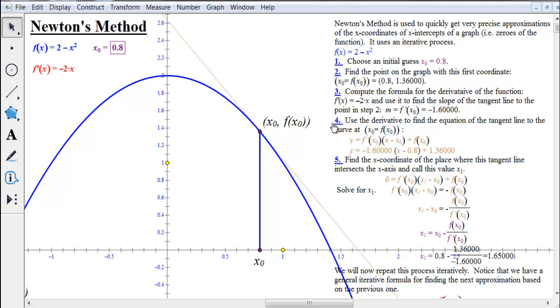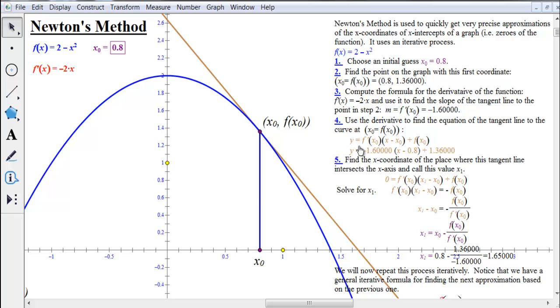Now what we do is we use that to get us the equation of that tangent line. First of all, f prime at x sub 0 is going to be the slope of that tangent line. So that is negative 2 times the 0.8, that's negative 1.6. Then the equation of a line in general, the point slope form, is y equals the slope times, in parentheses, x minus the x-coordinate of the point that we're centering at, plus the y-coordinate of the point.